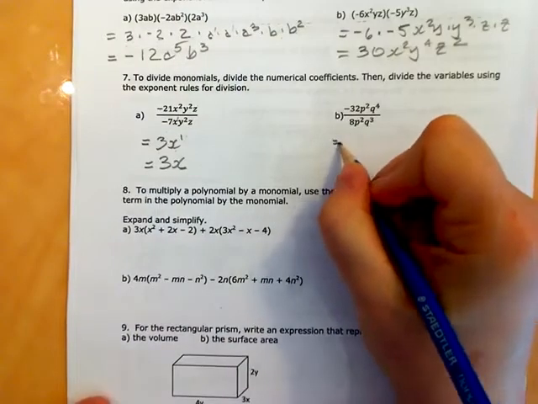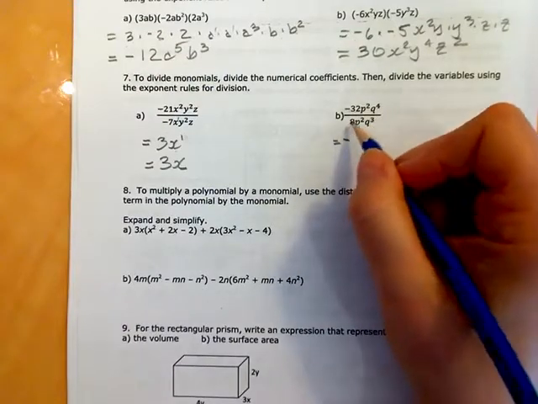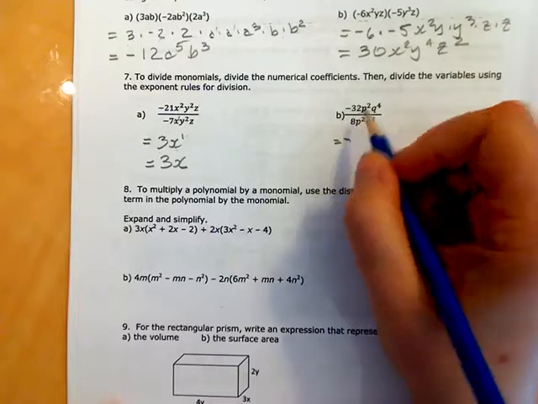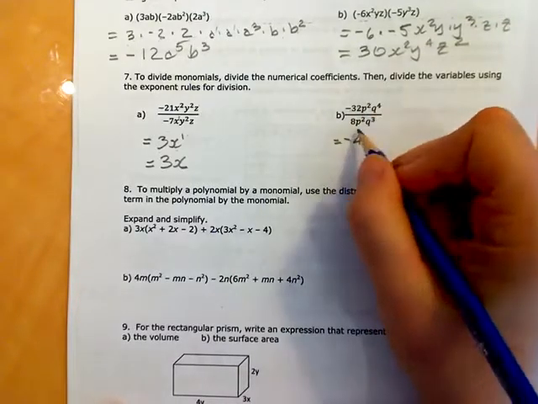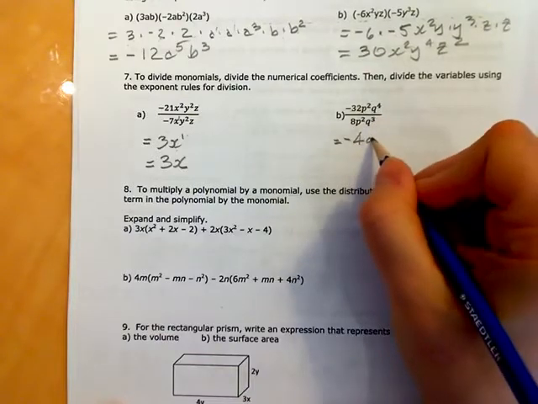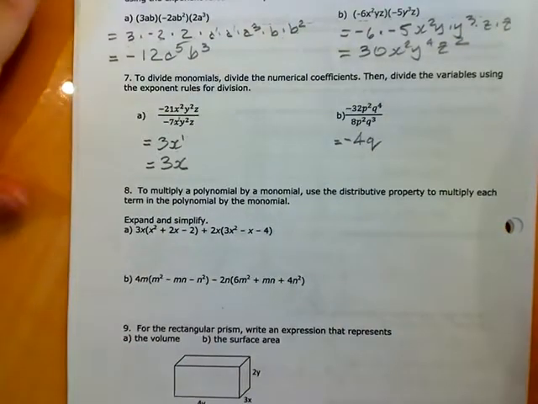Here, let's try this one. So we have negative over positive, so it's negative. So I do the signs, then I do the numbers, and then I do each variable on its own. 32 over 8 is 4. P to the 2 over P to the 2, anything over itself cancels. And then Q to the 4 minus 3, 4 minus 3 is 1. There you go.